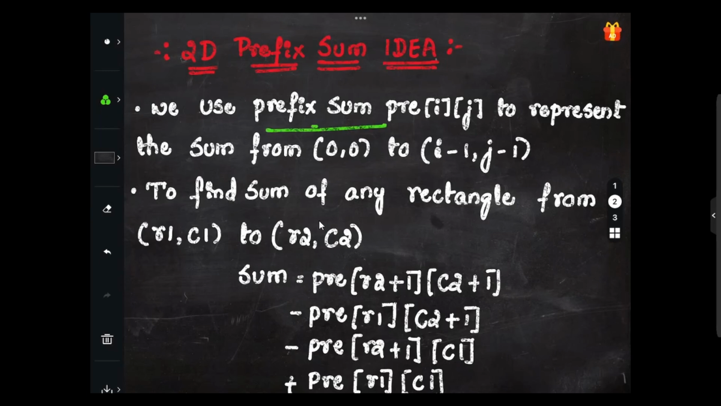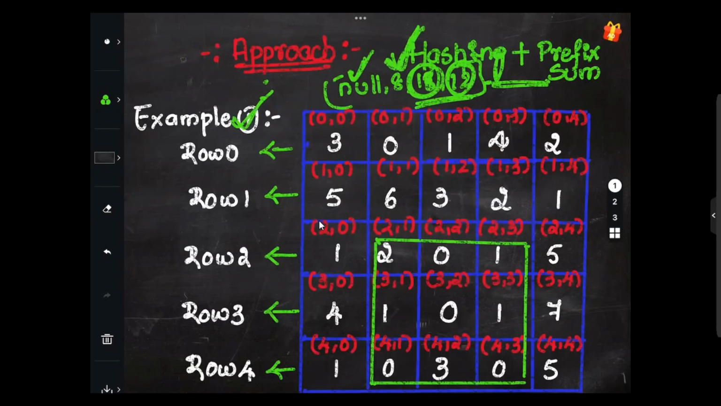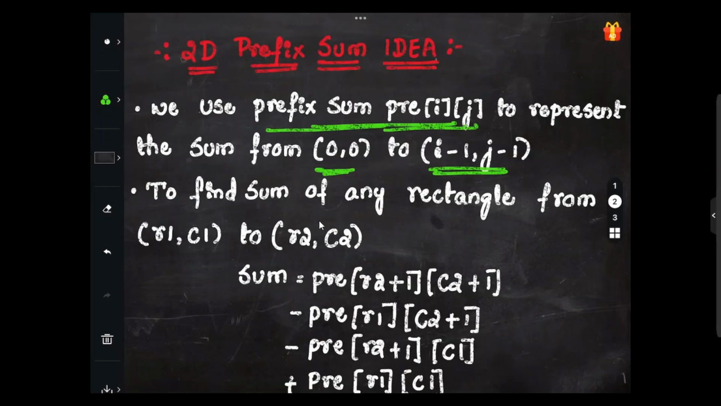Here we will be making use of the prefix sum pre of i j to represent the sum from 0, 0 to i minus 1, j minus 1, nothing but from this one 0, 0 to this one i minus 1, j minus 1 as the last cell, right? So to find the sum of any rectangle from row 1, column 1, I have given r1 c1, to row 2, column 2, nothing but r2 c2, this is the formula that we need to keep in mind. We are going with the prefix sum idea.